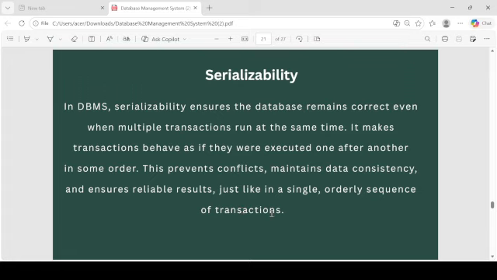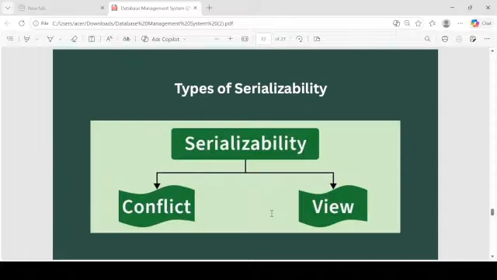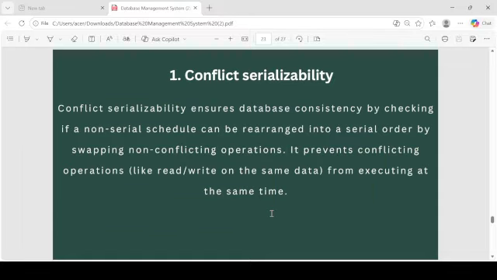So this is serializability. It is divided into two types: conflict serializability and view serializability. The first will be conflict serializability. It ensures database consistency by checking if a non-serial schedule can be arranged in a serial order by swapping non-conflicting operations. It prevents conflicting operations like read-write on the same data from executing at the same time. So this is conflict serializability.